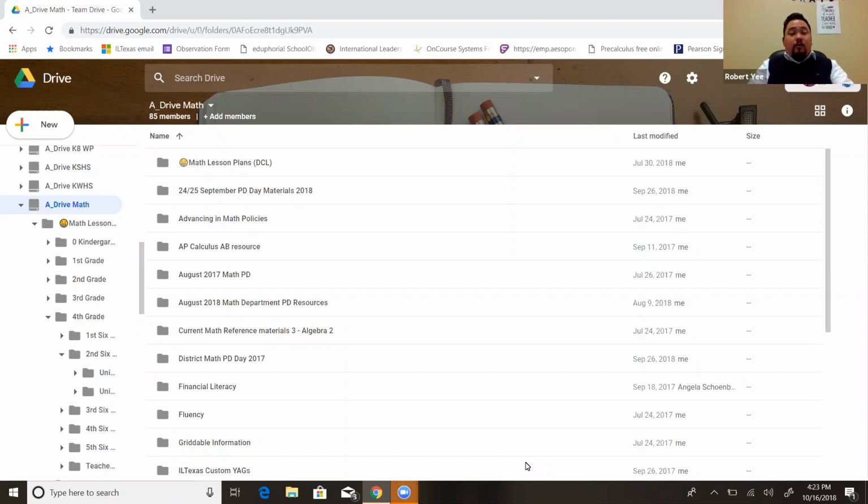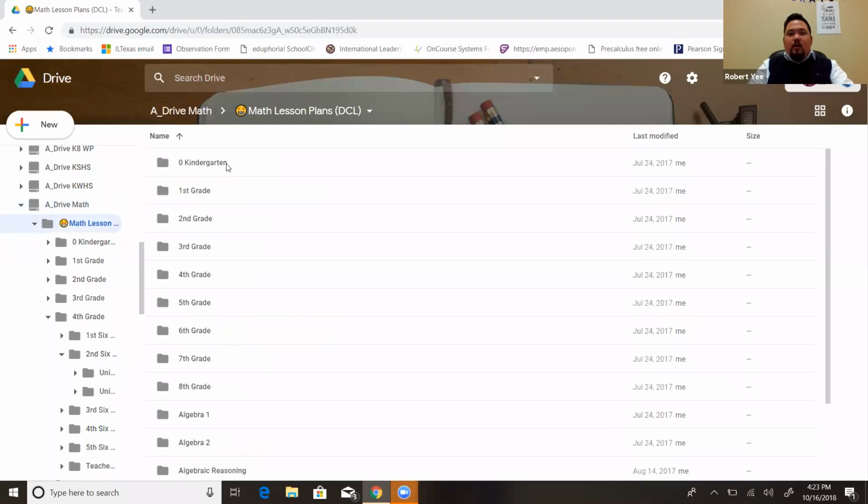I wanted to share with you a new tool that has been added by the math department to the math department team drive. When you're on Google Drive and you join Team Drive, you can find this new tool under the math lesson plan folder. Look for the happy face, find the math lesson plan folder.